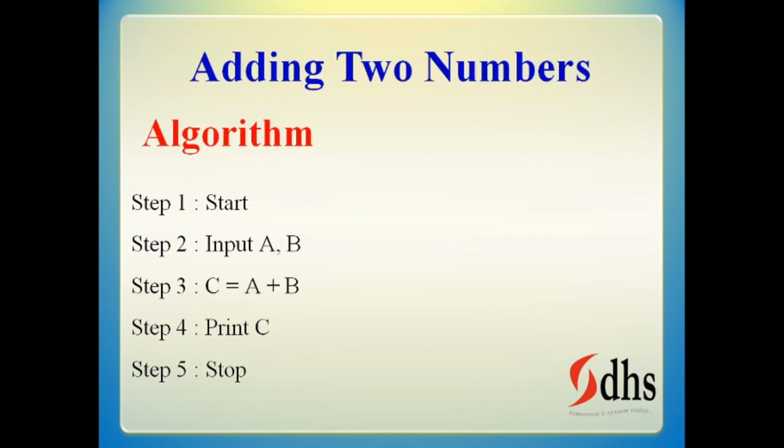Adding two numbers algorithm. Step 1, start, and similarly the last step will be stop. We have to get the two numbers A and B, add those numbers and store the result in one variable C, that is an assignment statement. Print C, that's the output statement, and stop. It is very simple. Now for this algorithm we have to write the flowchart.